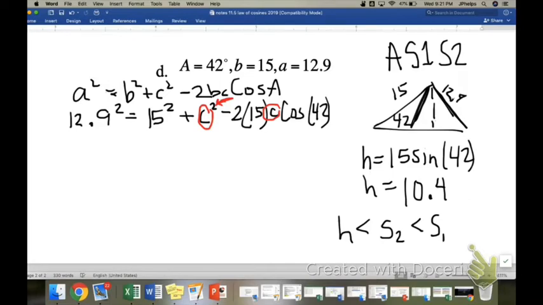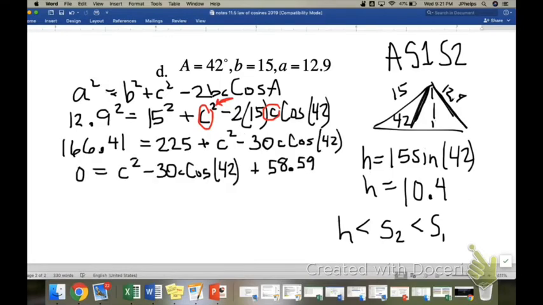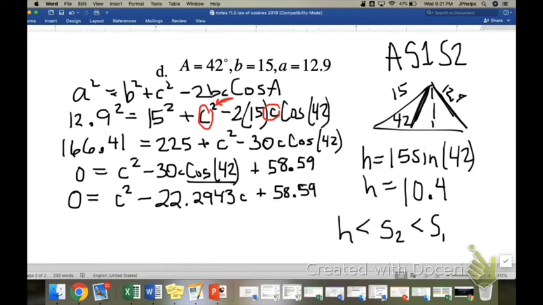So when we simplify it down, it comes out to 0 equals c squared minus 30 times c times cosine of 42 plus 58.59. We can simplify the cosine of 42 and multiply that by negative 30, so we've just got one coefficient in front of c. This is c squared minus 22.2943 times c plus 58.59 is equal to 0. And at this point, we can go ahead and use the quadratic formula to solve for the variable c.